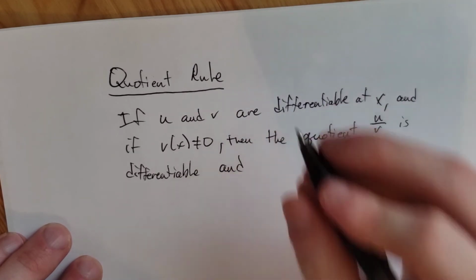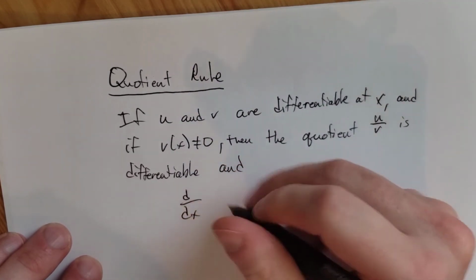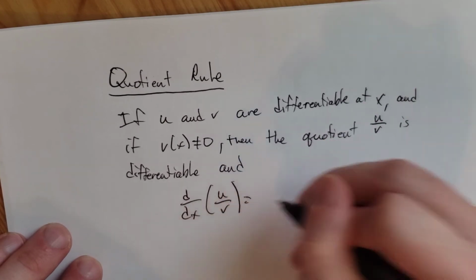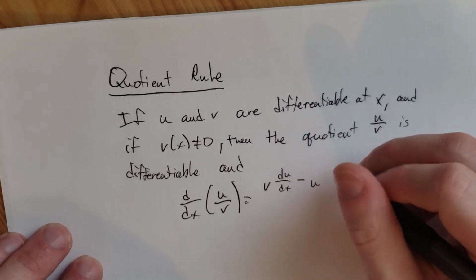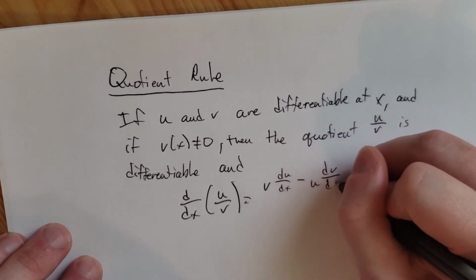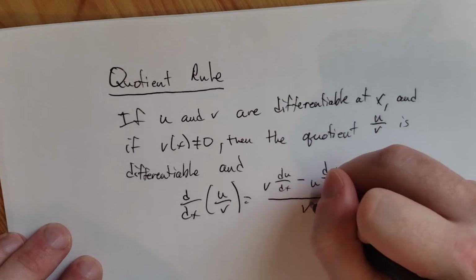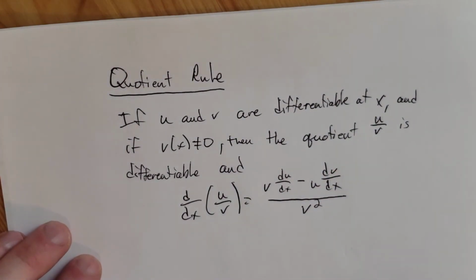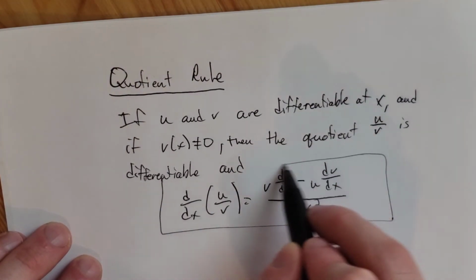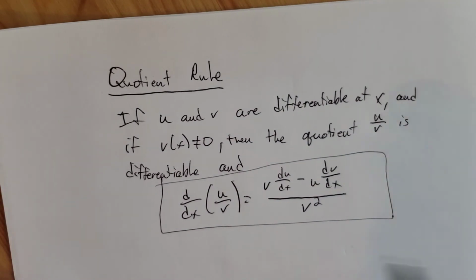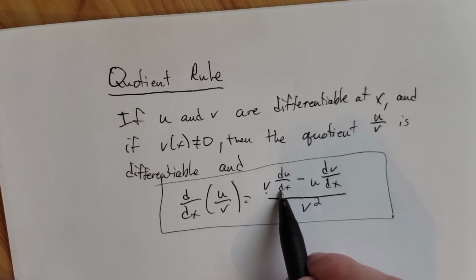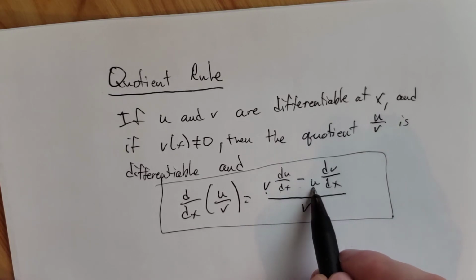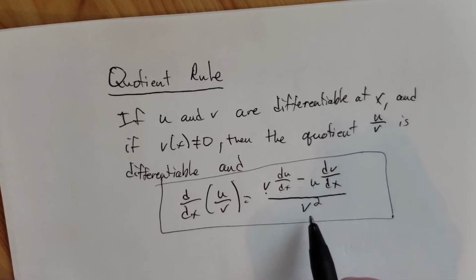And furthermore, the derivative with respect to x of u over v is v du dx minus u dv dx all over v squared. And this is our quotient rule. So, all right, what is this? That is the denominator, the function of the denominator, times the derivative of the function in the numerator, minus the numerator times the derivative of the denominator all over the denominator squared.